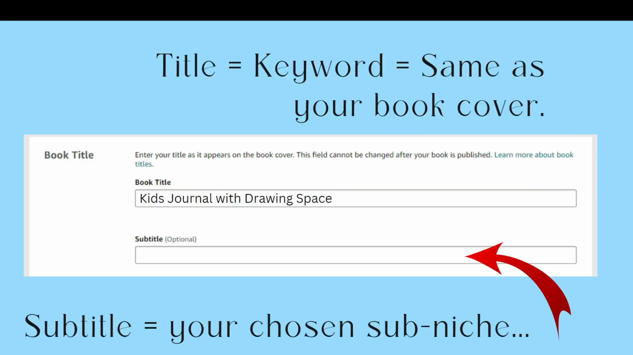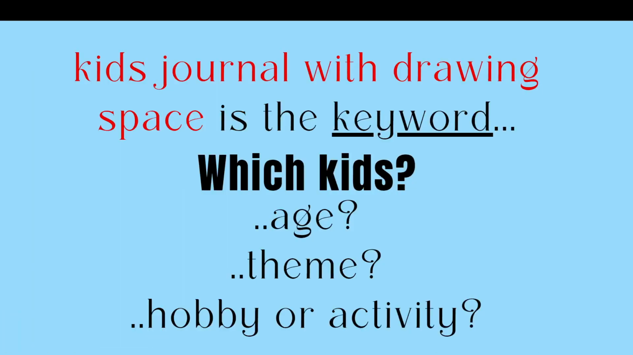Your subtitle, your chosen sub-niche. What kids are these? Who are these kids? What's their age? Is it a theme? Is it based around a hobby or an activity? Has it got an objective? Do you want to talk about how many pages are in the book? The size of the book? Is it large? Is it small? What keywords do you think a customer reading them is going to pull them in to buy your book? That can go in your subtitle.